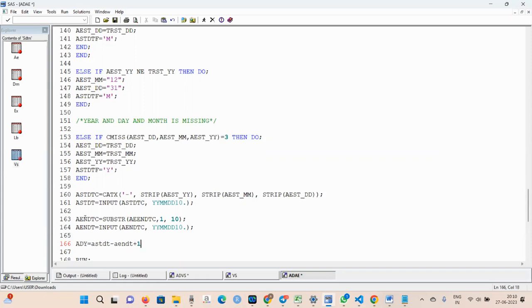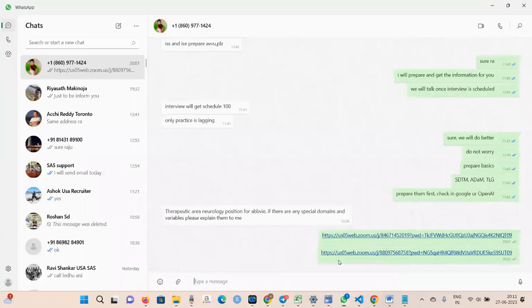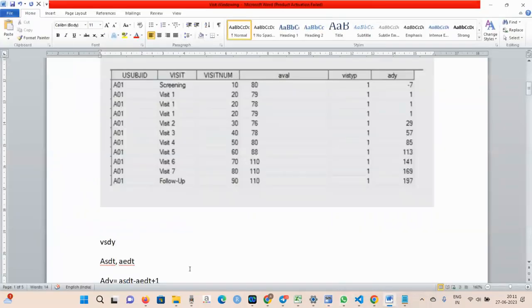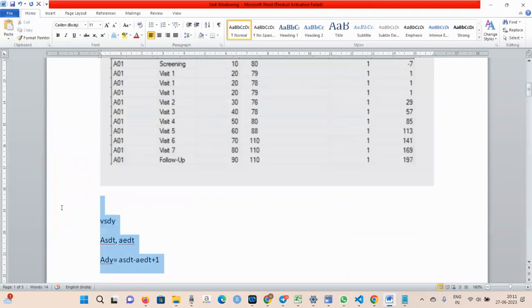So basically, when you do any calculations, that is the analysis day calculation. So there is a difference between VSDY and ADY. For ADY, the formula we use is ASTDT minus AENDT plus 1.